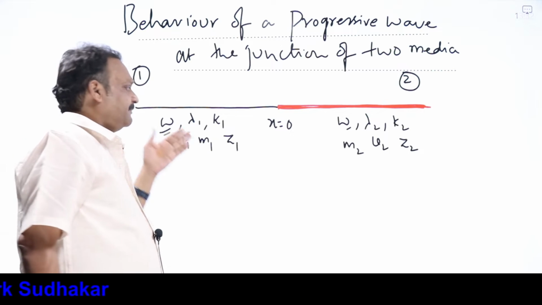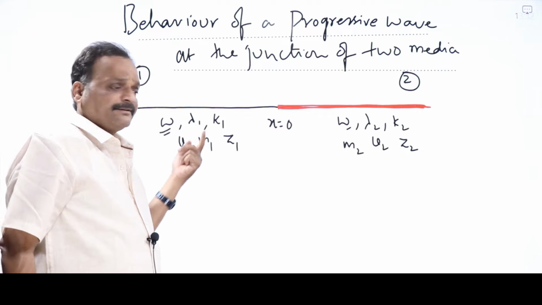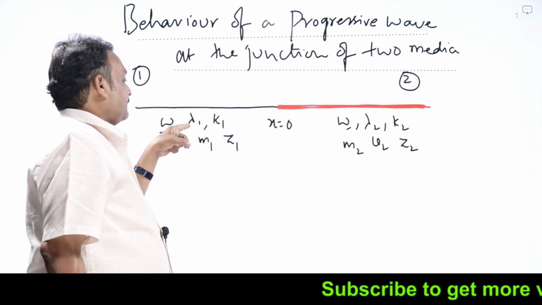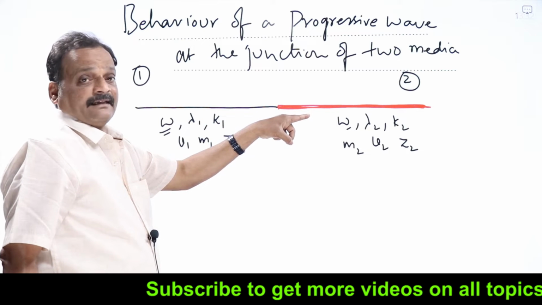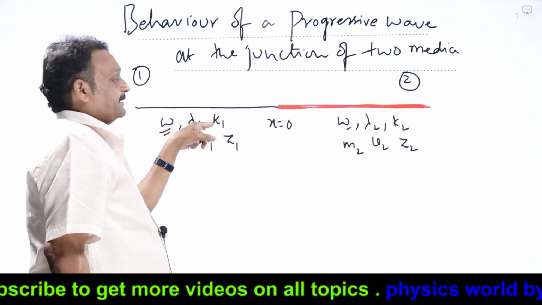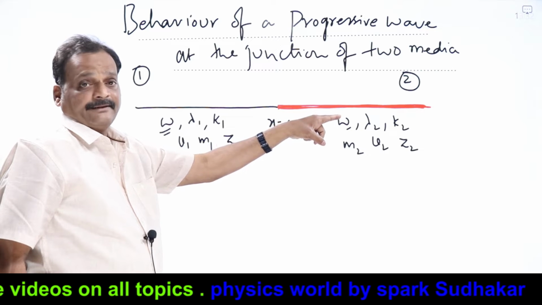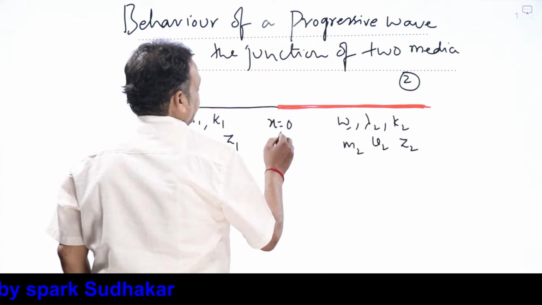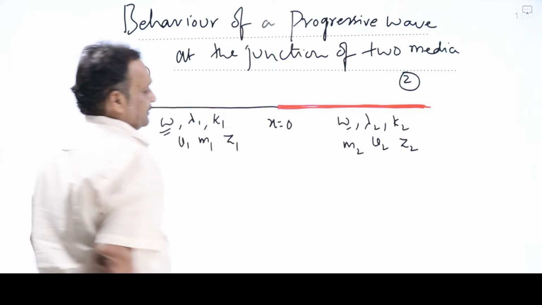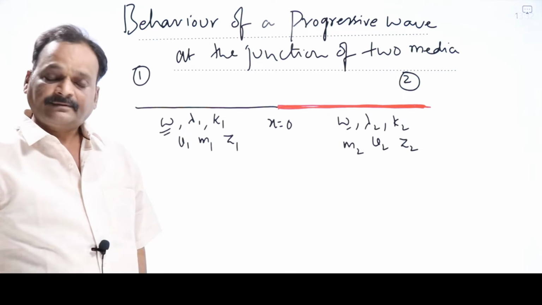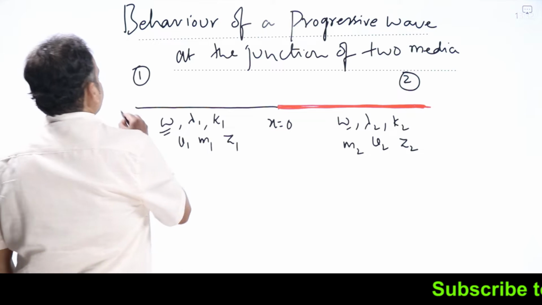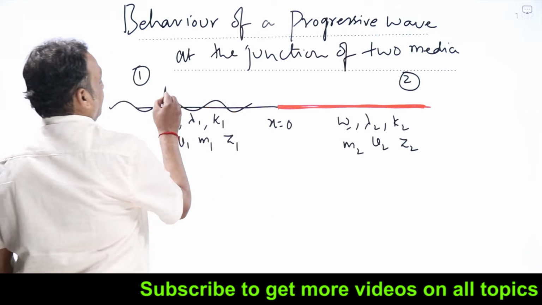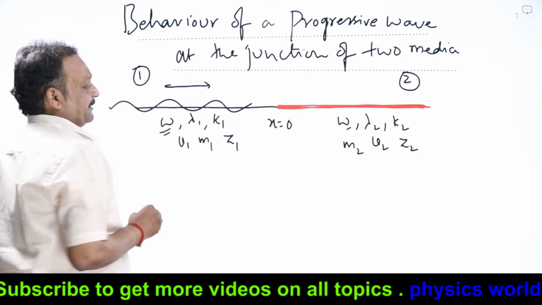The velocity of the wave, let it be transverse because we are talking about strings, is v1 here and v2 there. Here the wavelength is lambda 1, in that medium the wavelength is lambda 2. That is, 2 pi by lambda 1 is k1, and 2 pi by lambda 2 is k2 there. But the frequency remains the same. Keep that in mind. The boundary or junction is at x equal to 0. Now consider a wave which is going like this, a wave propagating in the positive x direction.